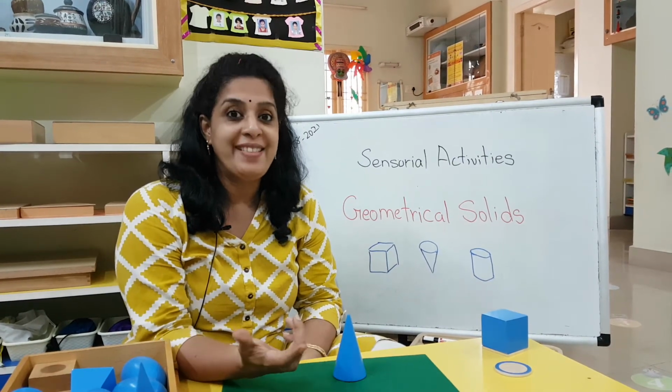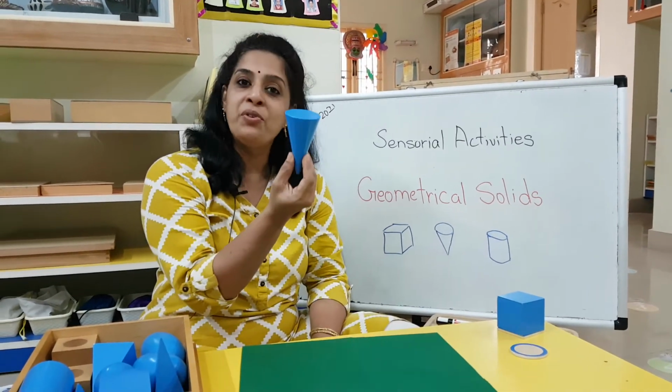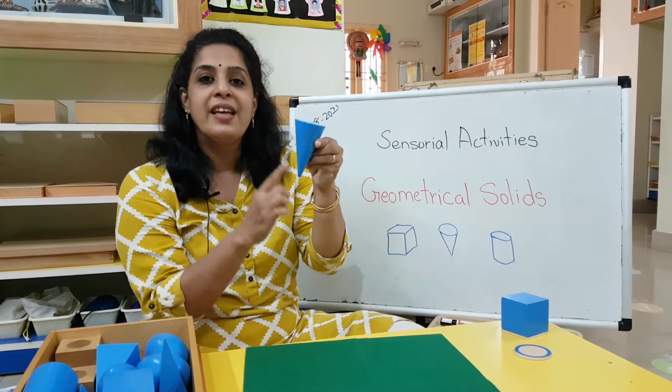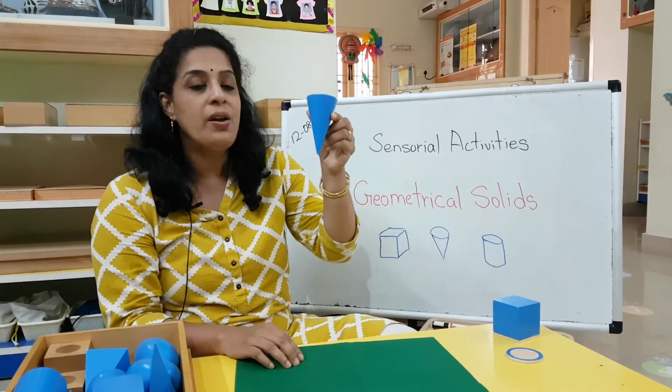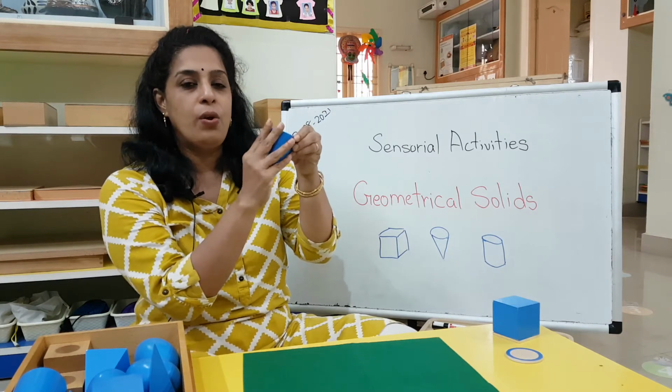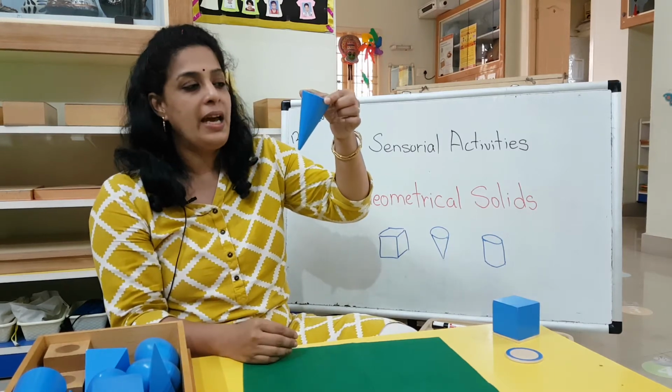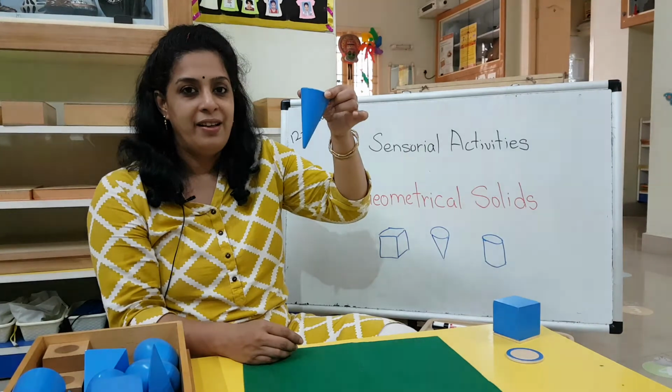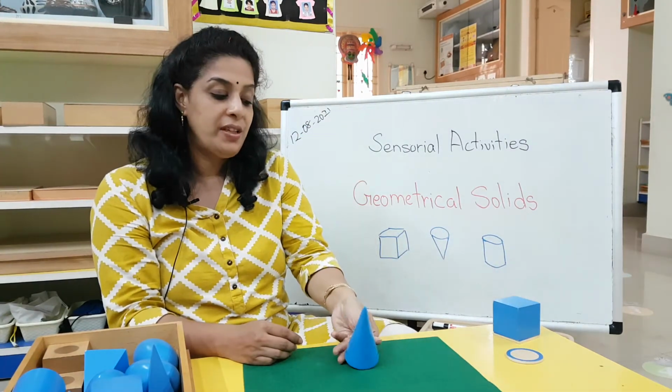Tell me, carrots. Carrots are cone shaped, is it not? Carrots and radish, they are all cone shaped. Sometimes beetroots also you can say are almost cone shaped, but carrots are perfect cones. Okay. Then where have you seen the cone shape?